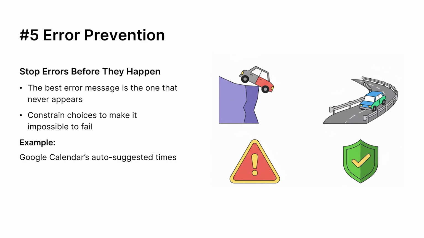Show password requirements as users type, not after they submit. And provide smart suggestions in search boxes. Prevention beats correction every time.